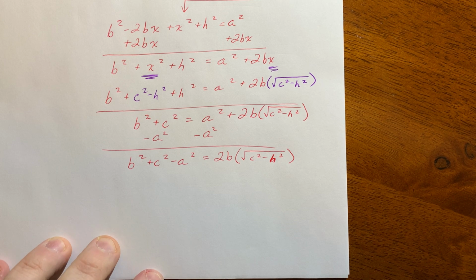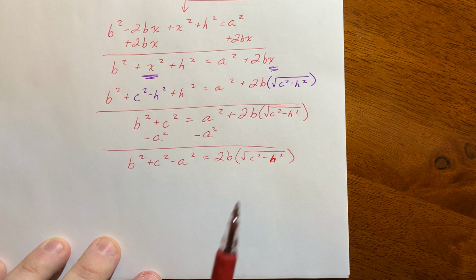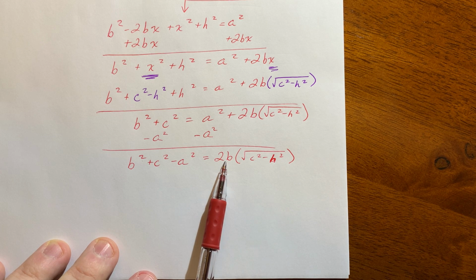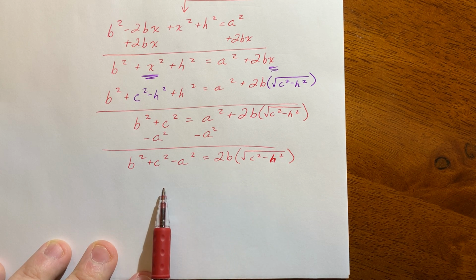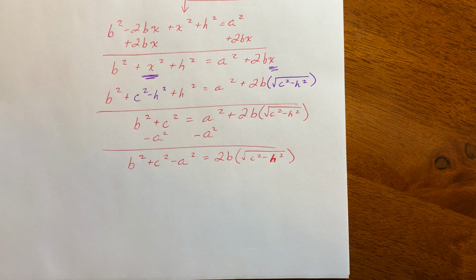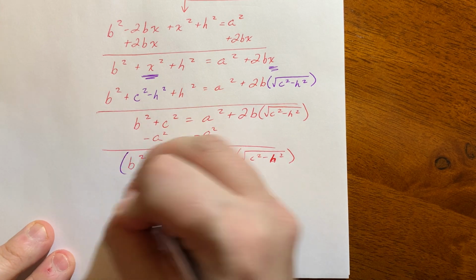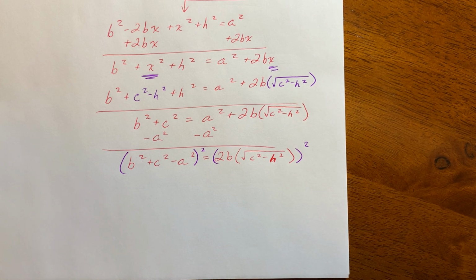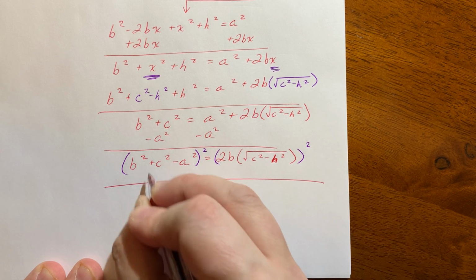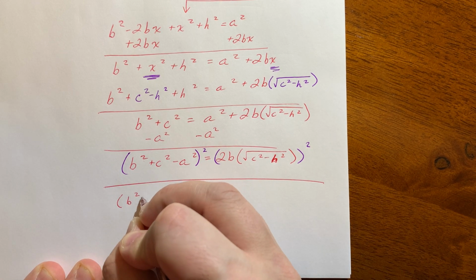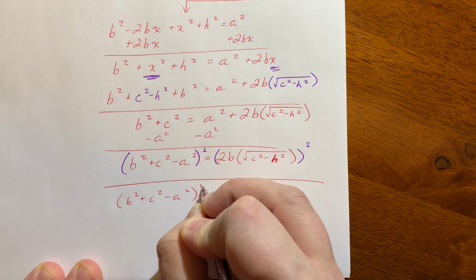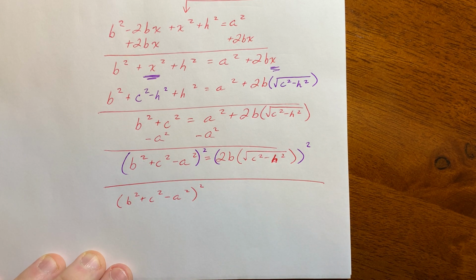Now, there is a problem with the fact that it's stuck under a square root. You could technically divide the 2b on both sides right now and then square it. But I'm going to take this opportunity to just square both sides so that I don't have to square a fraction. So I'm going to square both sides. I'm not even going to bother rewriting the left side. There's a reason for that we'll see in the future. So I'm just going to write that entire side as just being squared.